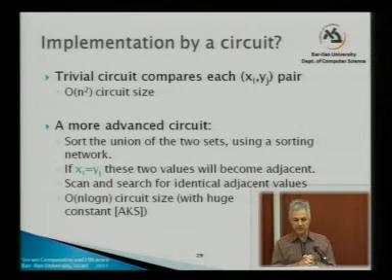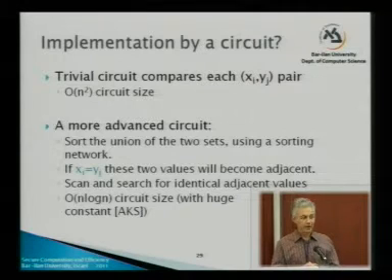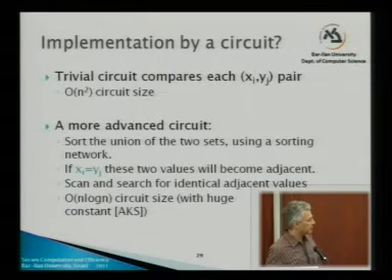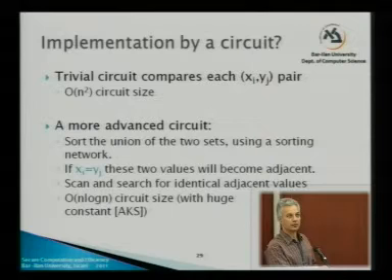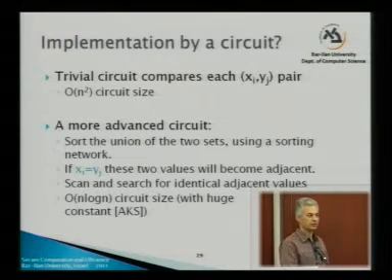So what's the size here? The best circuit for sorting is the AKS sorting network of size n log n. So we can have a circuit of size n log n for computing the sorting, and then the scanning is linear. So we can do this in a circuit of size n log n, and apply Yao's protocol here.